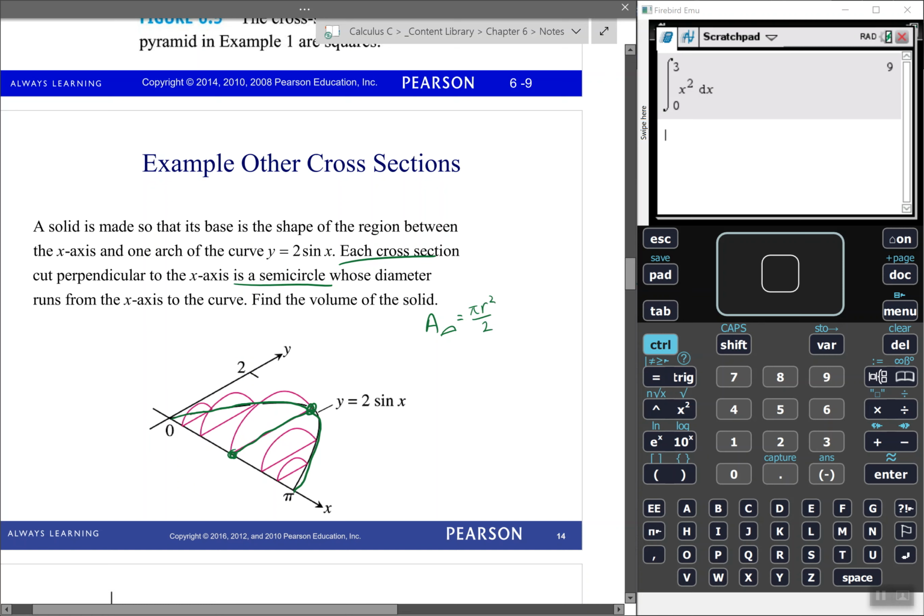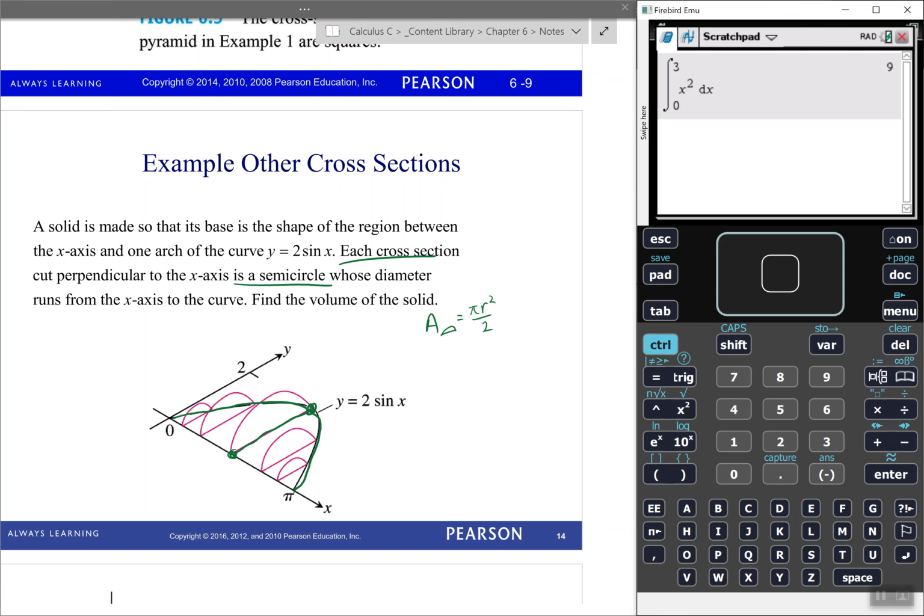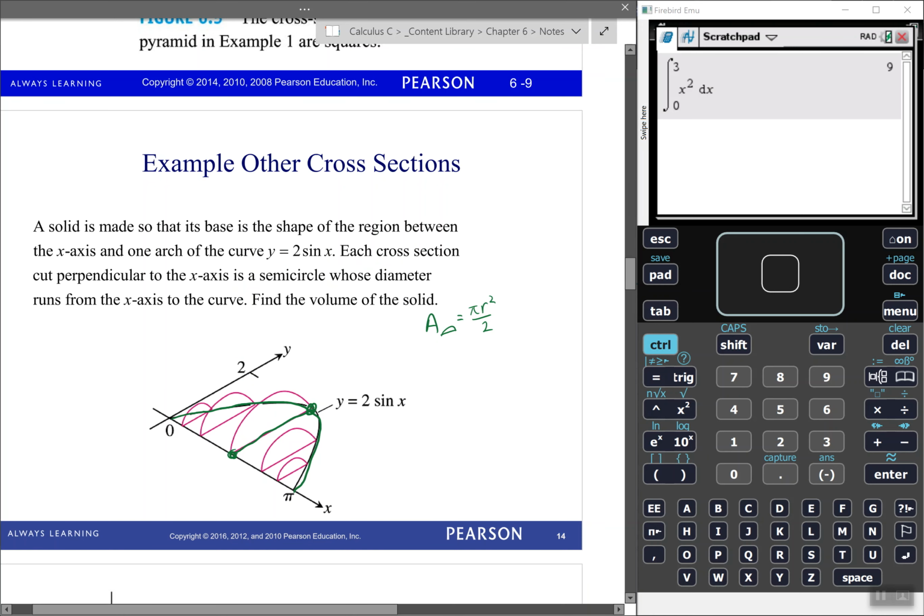Okay. So we now need to do a little bit of intermediate work before we can start integrating that. The information they gave us doesn't mention radius in the problem at all. What they mention is the diameter. So the diameter runs from the x-axis to the curve.